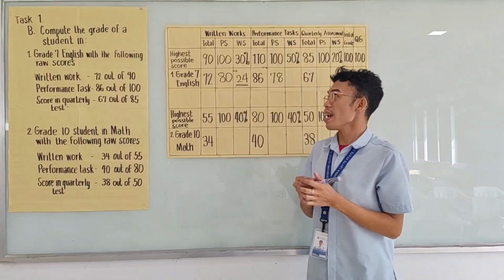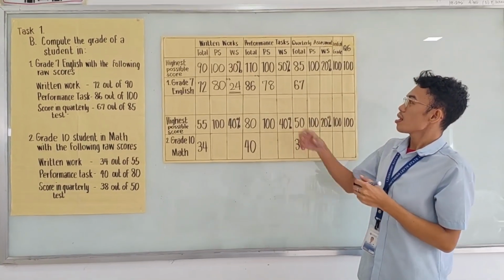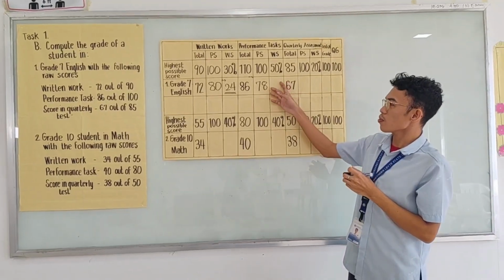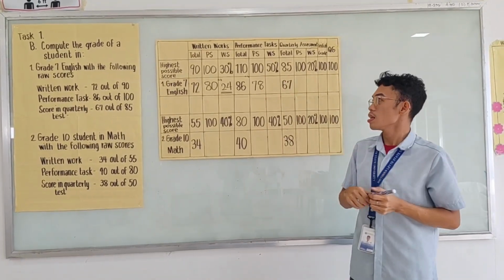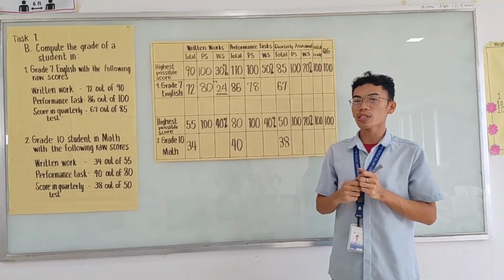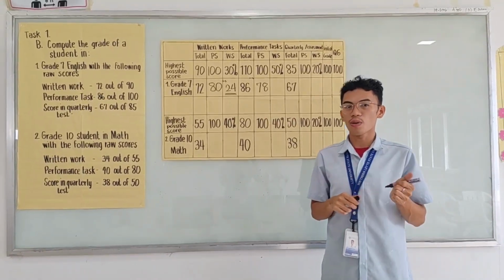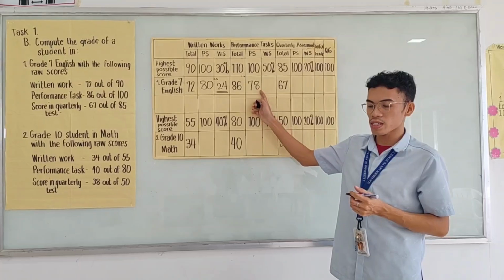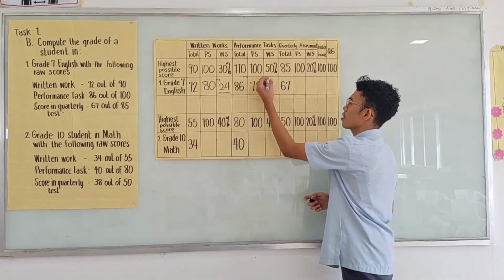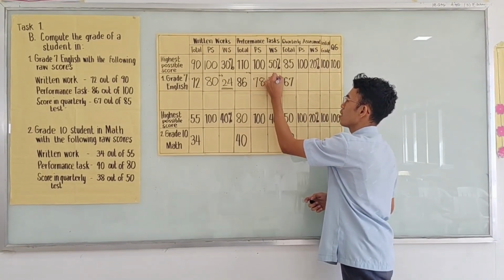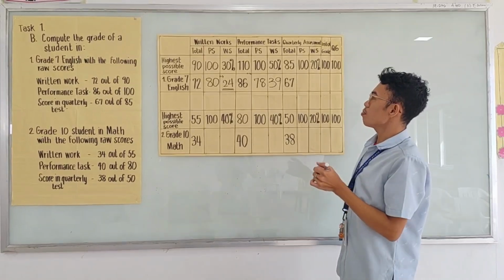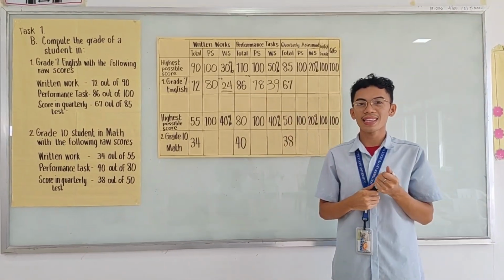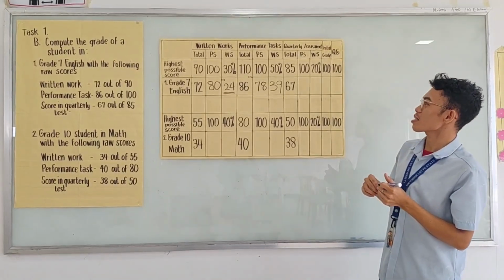And then next is the weighted score. So the weight of the component of subject English is 50%. So then we're going to multiply 78 by 0.5. So 78 times 0.5, the answer is 39. So the weighted score of English in the performance task is 39. And lastly is the quarterly assessment.